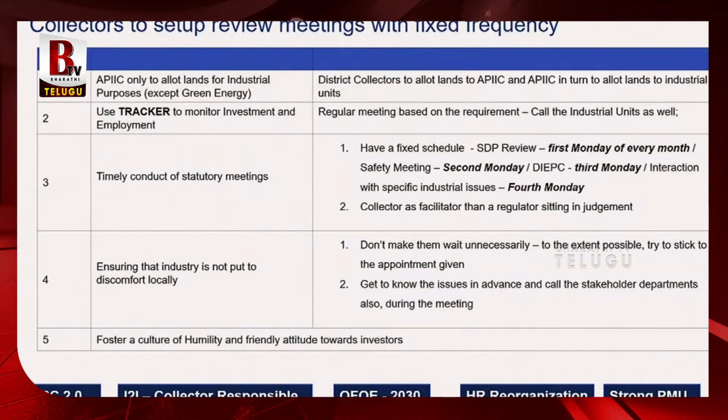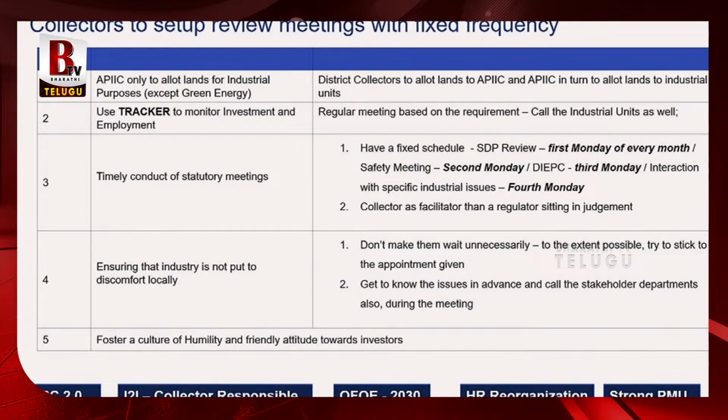And I tell you, some of the collectors are trying to allot the land to the industry directly, by the revenue department. So I request you to have APIC as a single nodal agency for all the industrial allotments, except green energy. Green energy is a separate thing. Except green energy, all things have to come through this one only.